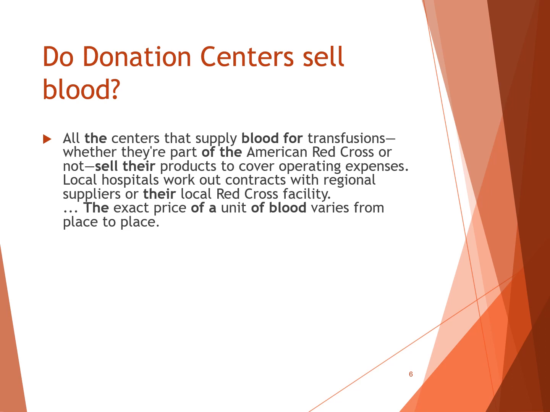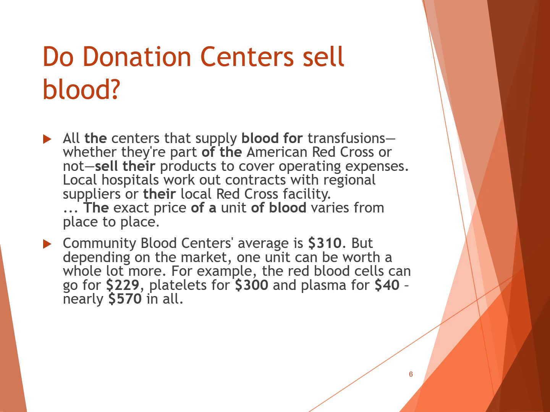So how much do you think blood costs? Well, that varies from place to place, but according to a source from 2010, the blood center average is about $310, but depending on the market, one unit can be worth a lot more. For example, red blood cells can go for $229, platelets for $300, and plasma from $40 to nearly $570 in all.